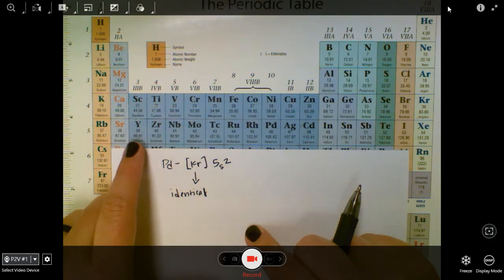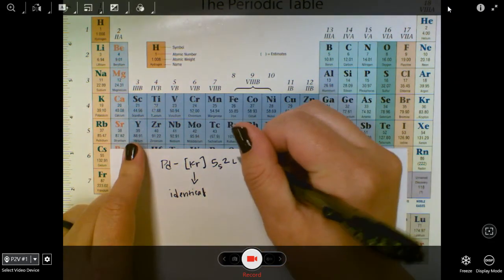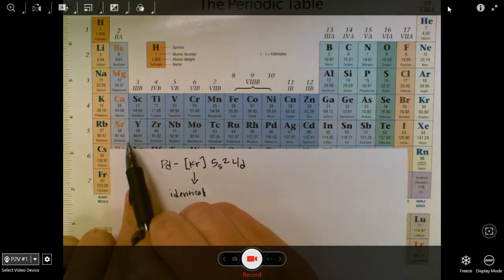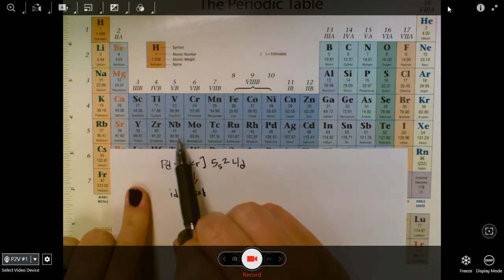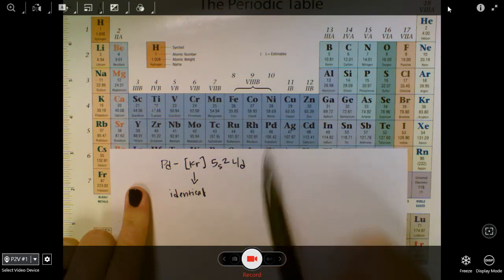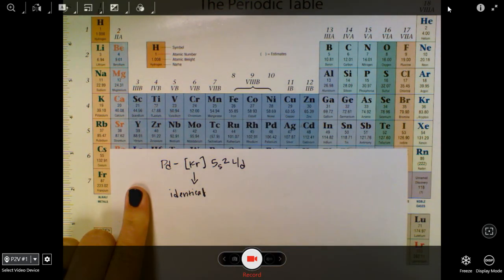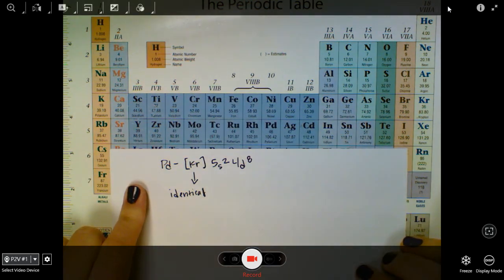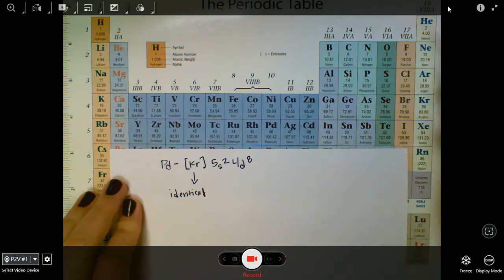So my electron configuration is going to be 4d, because it's the 4d shell, and then I'm going to count boxes. 1, 2, 3, 4, 5, 6, 7, 8. Okay, so I'm over to the 8th box, so my electron configuration is going to end in 4d8. Hopefully that makes sense to you. Remember, you can only use these noble gases for the shorthand. You cannot use anything else.